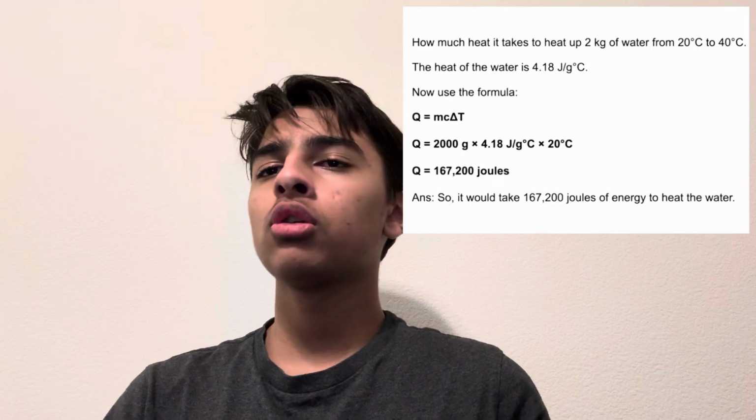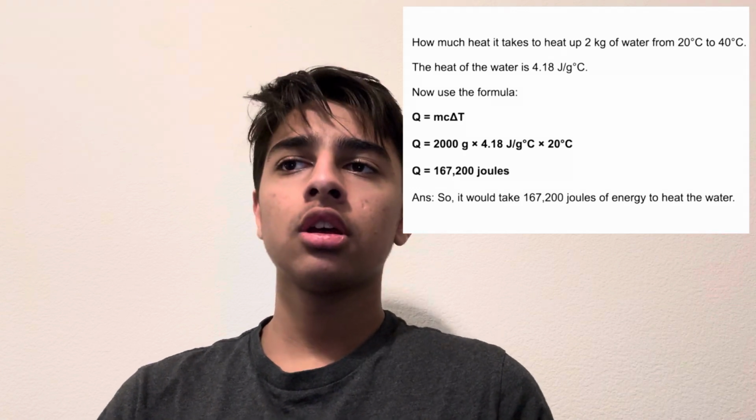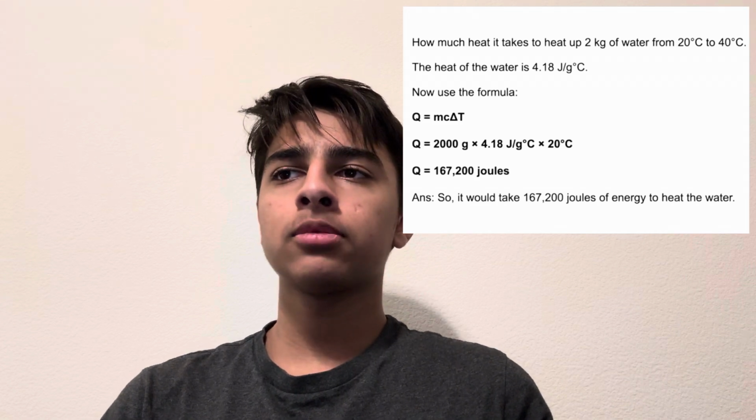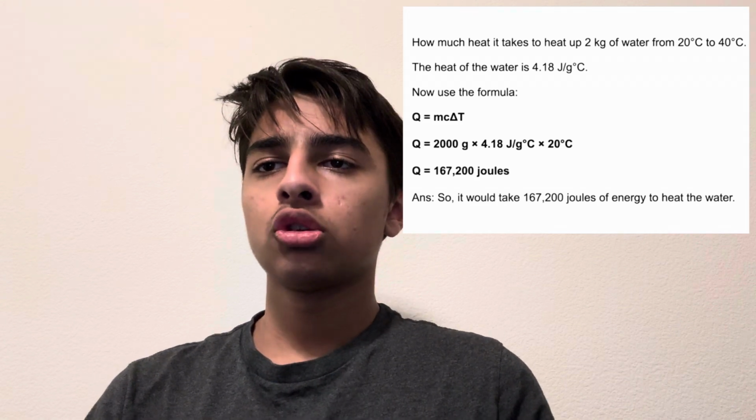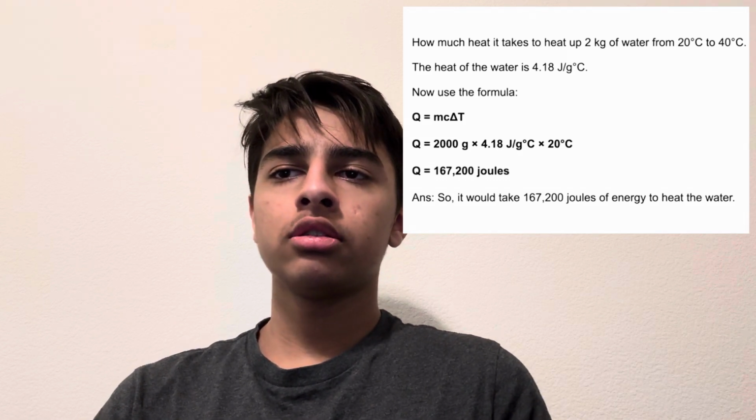So over here, I did a heat calculation. Let's go. So let's see, you want to calculate how much energy it takes to heat up 2 kilograms of water from 20 degrees Celsius to 40 degrees Celsius. The specific heat would be 4.18 joules per gram degree Celsius. So now you've got to use the formula, which is Q equals mc delta T.